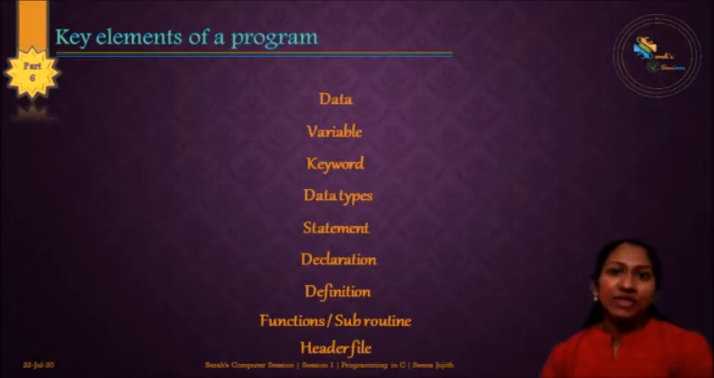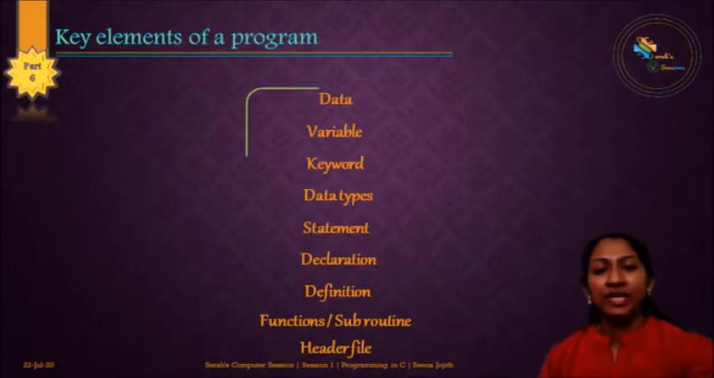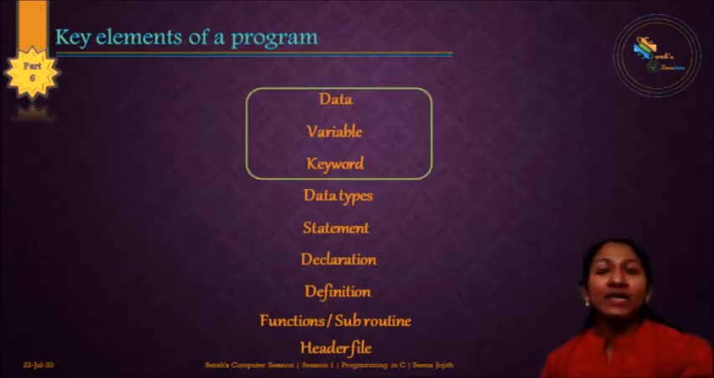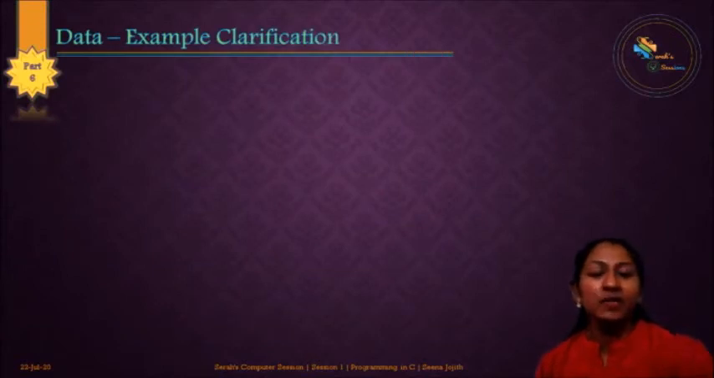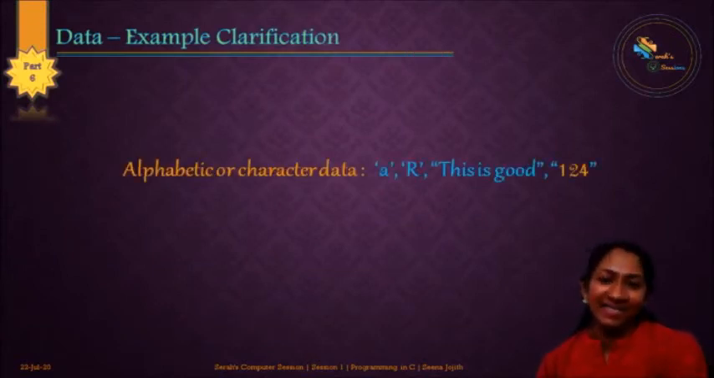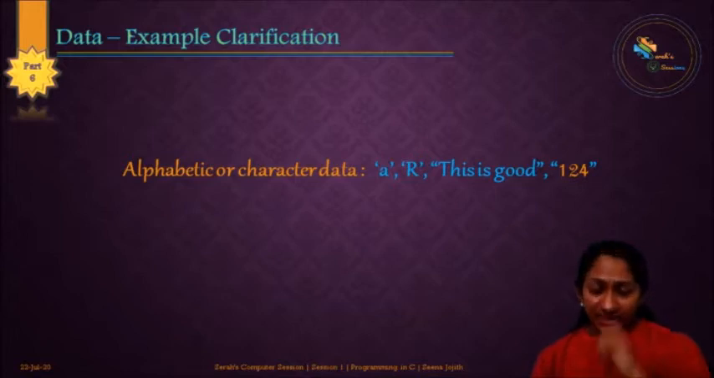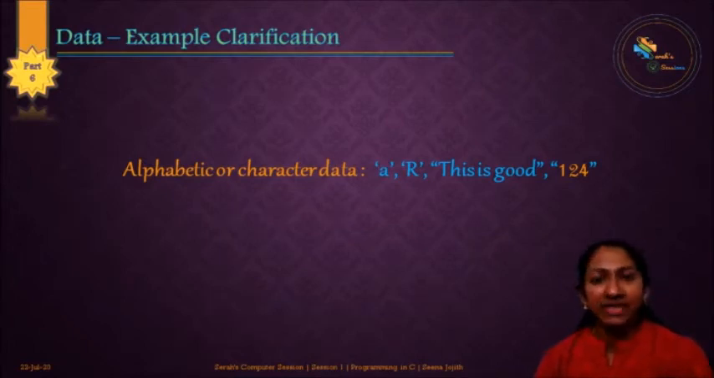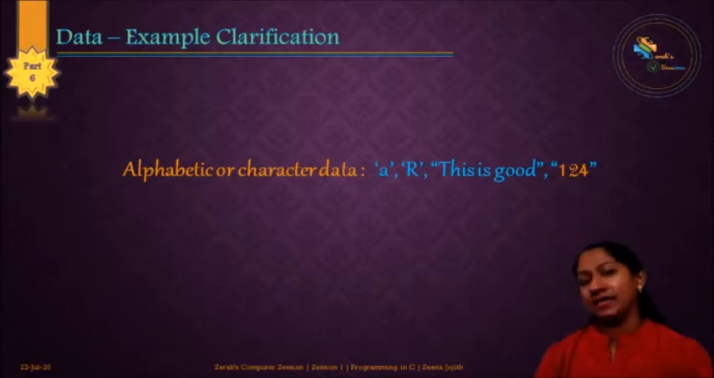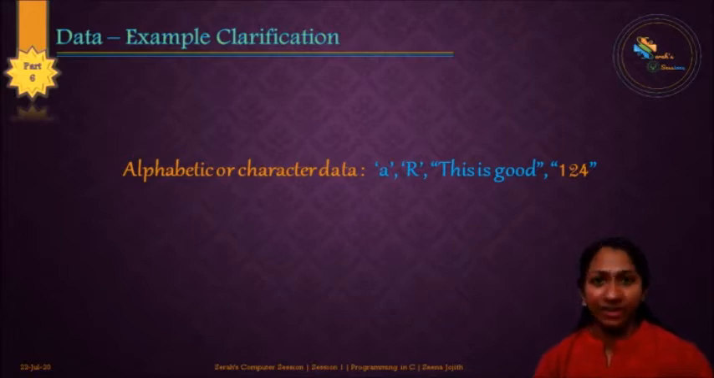In my last video, part 5, I had taken data, variable and keyword. While I was explaining about data, I had given an example for alphabetical or character data. I hope you remember this example. As I was reviewing my video, I felt that this example needs a bit more detailed explanation. I have given 4 examples that depict a character data: A, R, a phrase, "this is good", and a number 124.